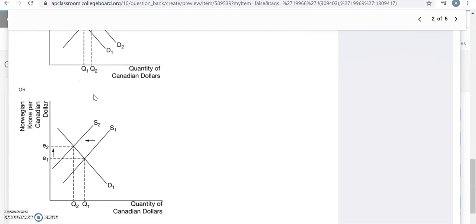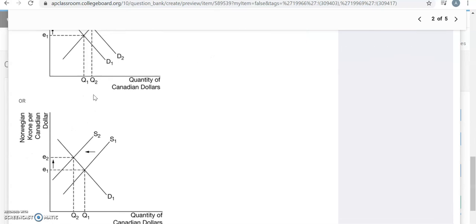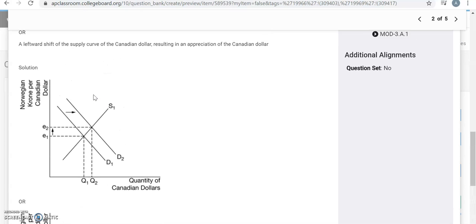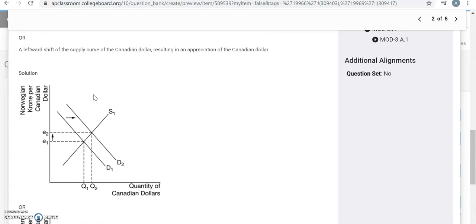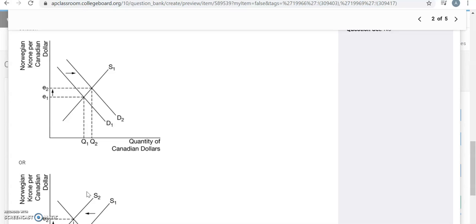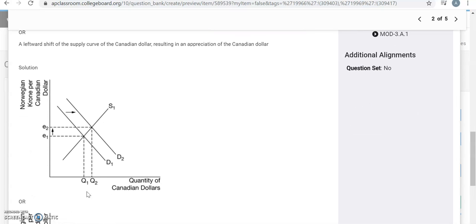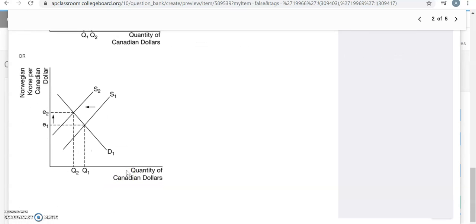So if capital flows into Canada are going up, it's going to increase demand, and our equilibrium is going to go up. So there's going to be a surplus of Canadian dollars in Norway. And of course, the quantity of Canadian dollars is going to decrease.